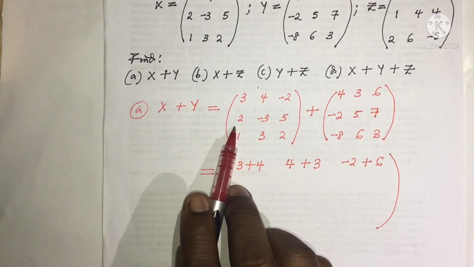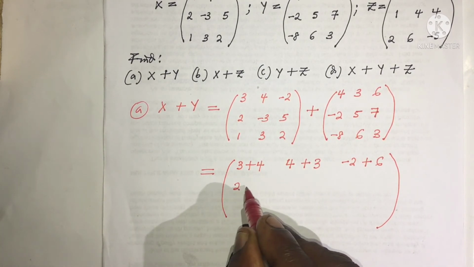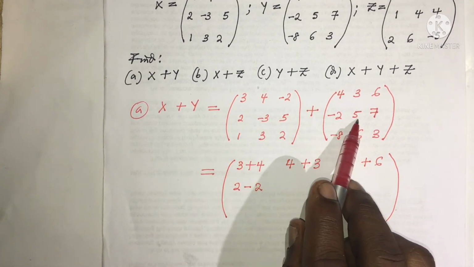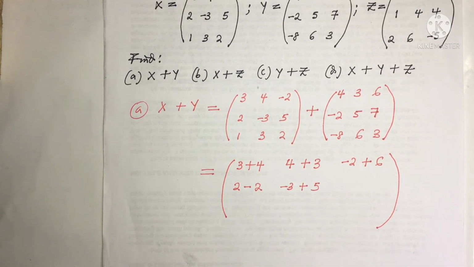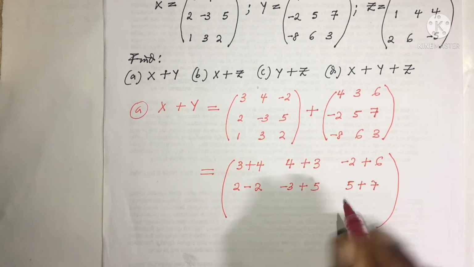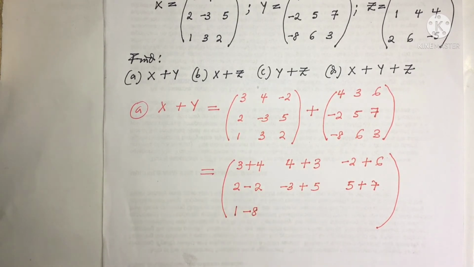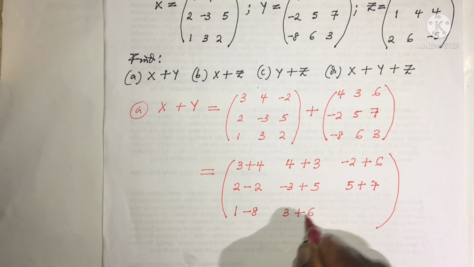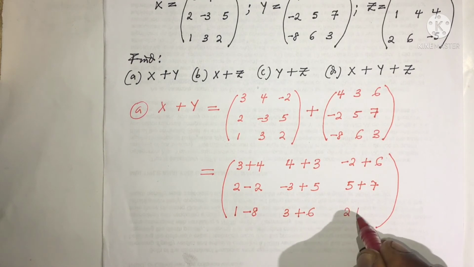Then let's go to the second row. 2 would add to minus 2, so this will give me 2 plus minus 2, which is the same as 2 minus 2. Minus 3 would add to 5, which is the same as minus 3 plus 5. Then 5 would add to 7, which is the same as 5 plus 7. Then 1 will add to minus 8, which is the same as 1 minus 8. 3 would add to 6, which is the same as 3 plus 6. And 2 will add to 3, which is the same as 2 plus 3.